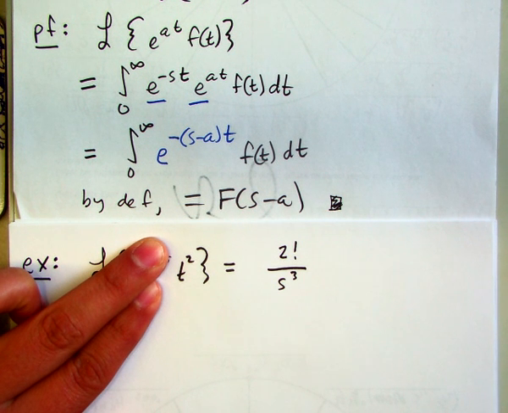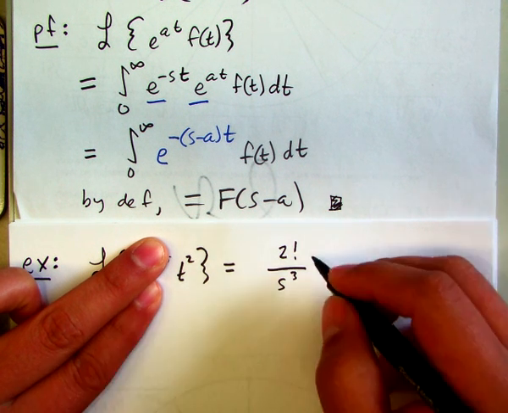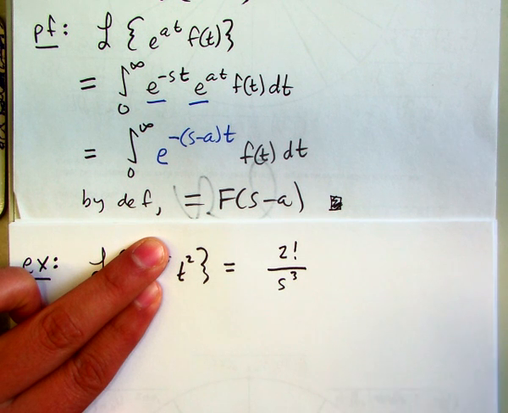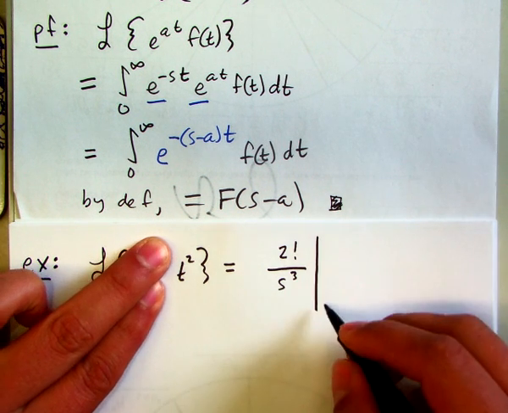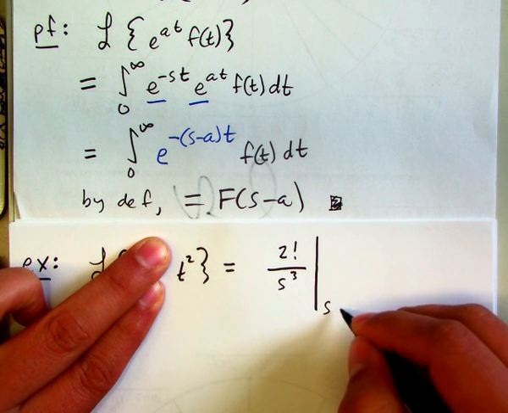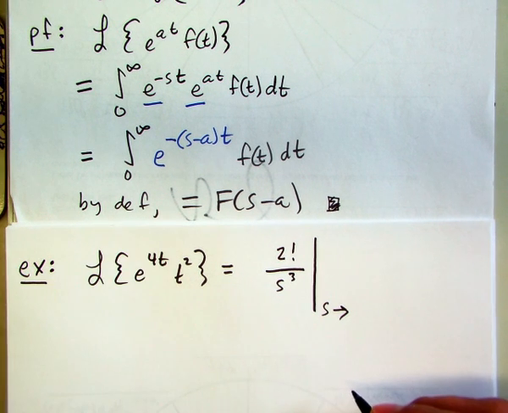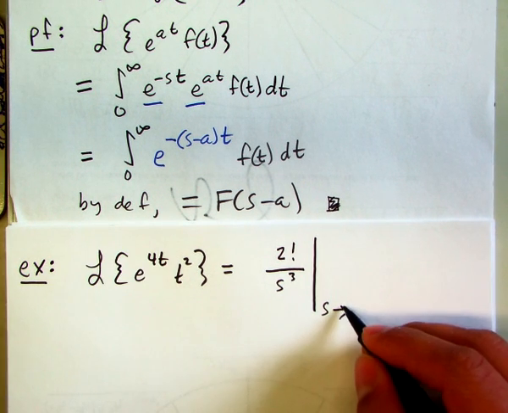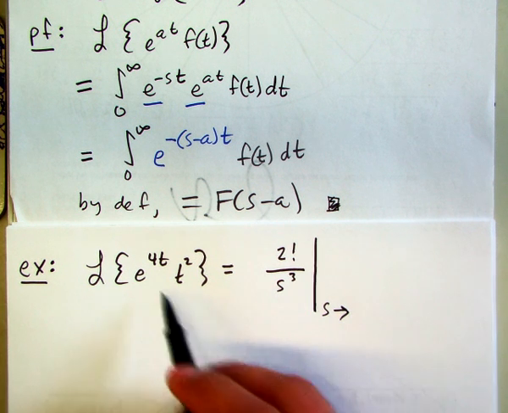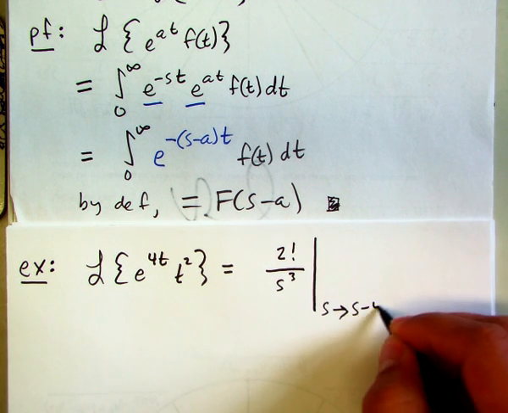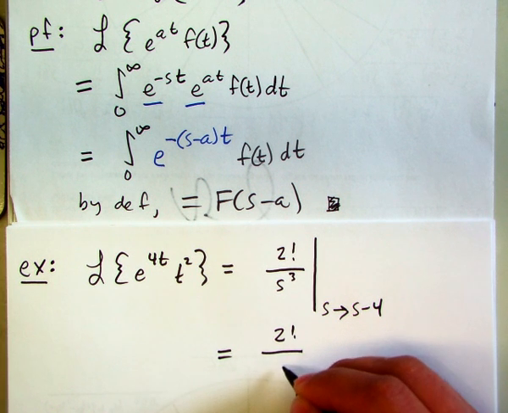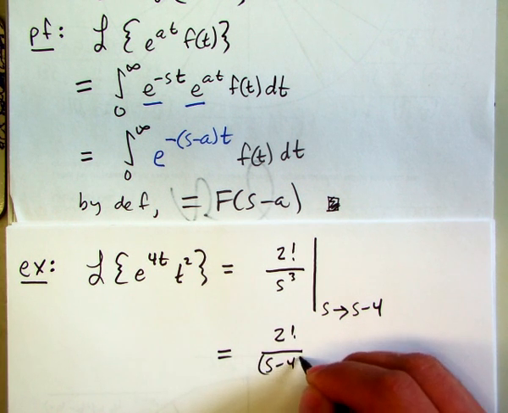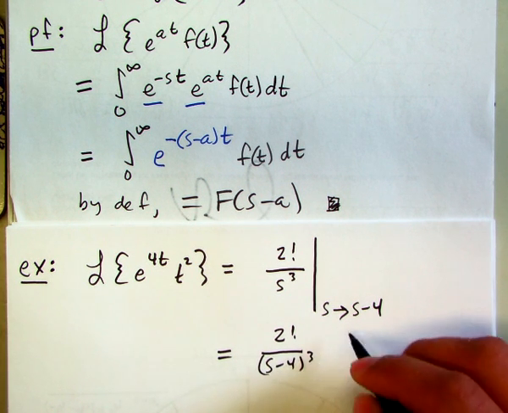And now, the notation, which you don't have to really do every time, but just so that we're clear, all we're going to do is translate s to what? S minus 4. So all that means is that our answer will be 2 factorial over not s cubed, but (s minus 4) cubed. And we're done.